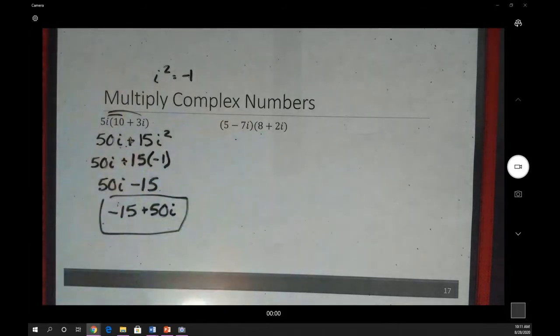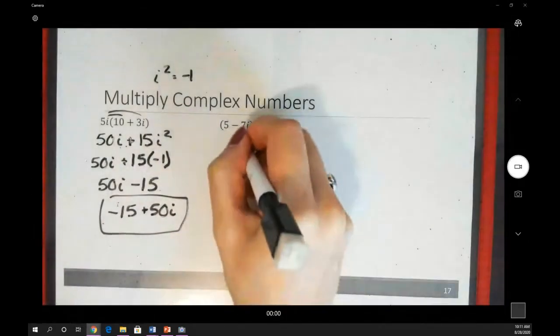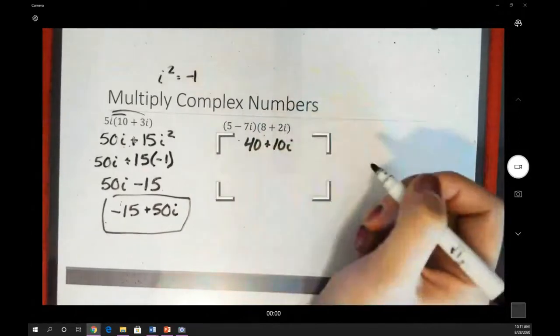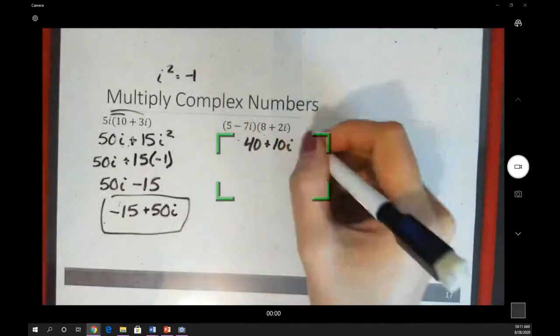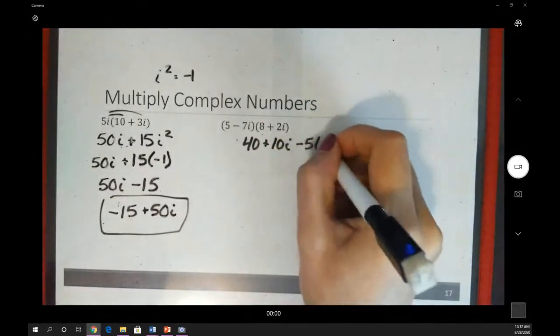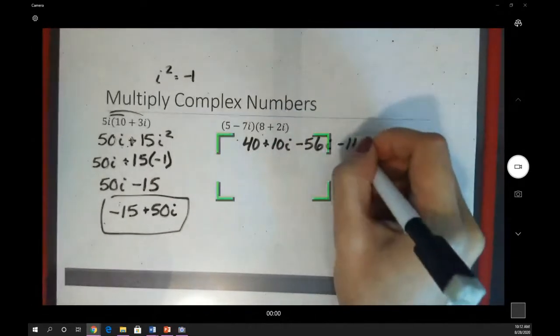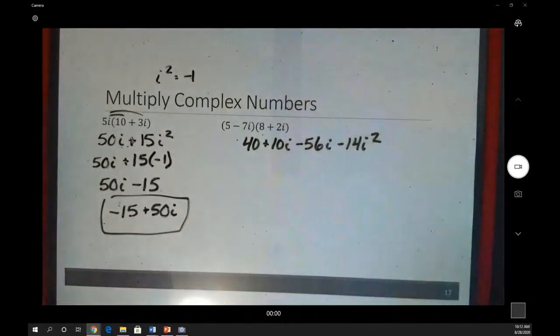In this next one, we have 5 minus 7i times 8 plus 2i. We can distribute or FOIL this just like we would polynomials. 5 times 8 is 40. 5 times 2i is 10i. -7i times 8 is a -56i. And -7i times 2i is a -14i squared.